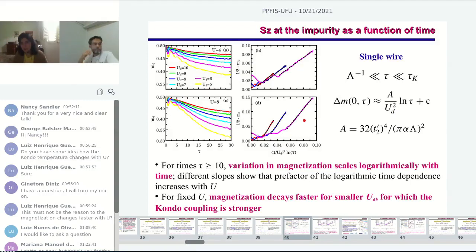If we compare the two cases, u equal to 4 and u equal to 8, we see that the slope of these straight lines are different. So this we cannot capture with our treatment. This means that probably the cutoff depends on u. It doesn't explicitly appear in our calculation, but it can be some dependency of the cutoff with u.